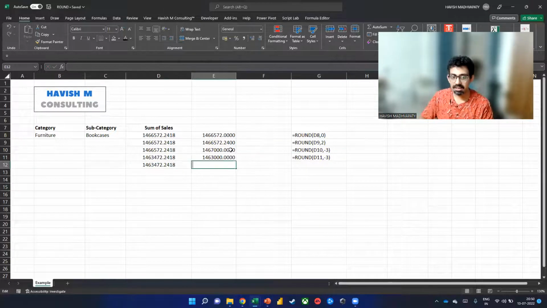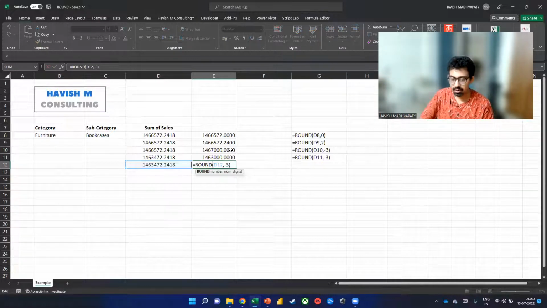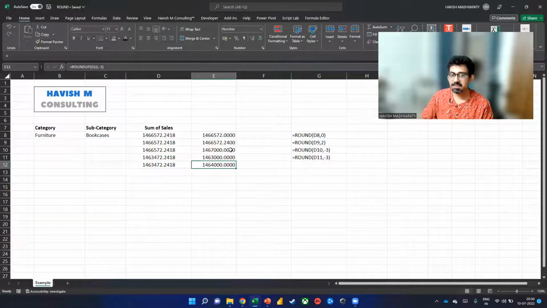And that is why we can control it by saying that we don't just want to do a round, we want to do a round up. And this means that despite the number being 63472, it will still become 64,000. So despite the fact that the number is below the 5 digit, it will still round it up. And you get the result like this.